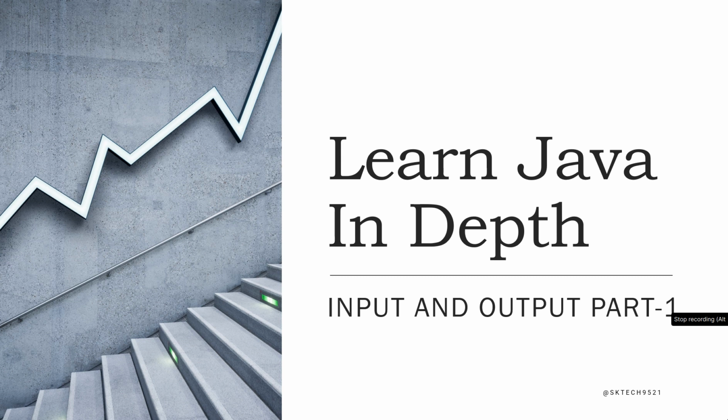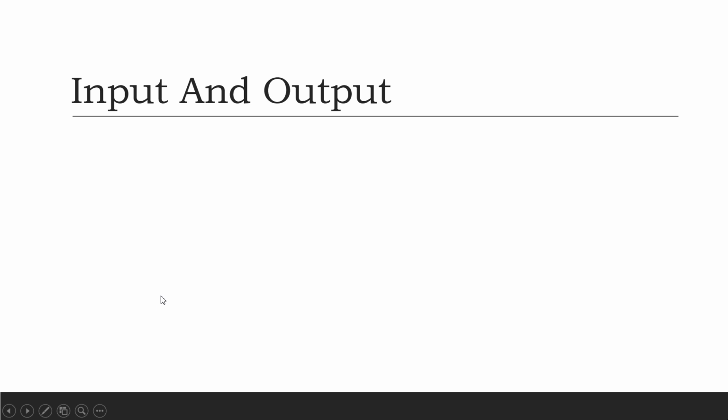So basically, what is input and output? Input represents the data given to a program, and output represents the data that displays the result of the program. We are already familiar with statements like this. Both of these statements are used to display the output on the screen.